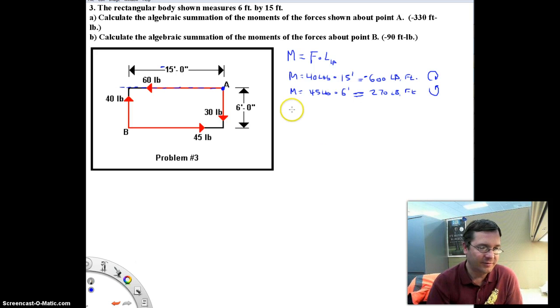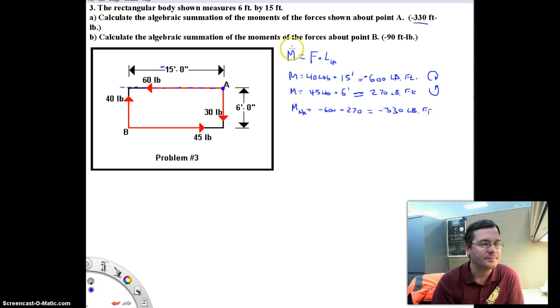So what's the net moment, which I'll label M sub n for net moment, about A? Maybe I'll put a sub A. Net moment about A is equal to negative 600 plus 270, which equals negative 330 pound-feet, which agrees with the answer given in the answer key, 330 pound-feet.